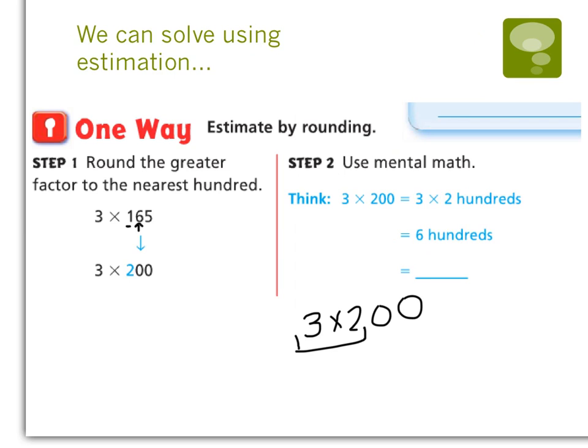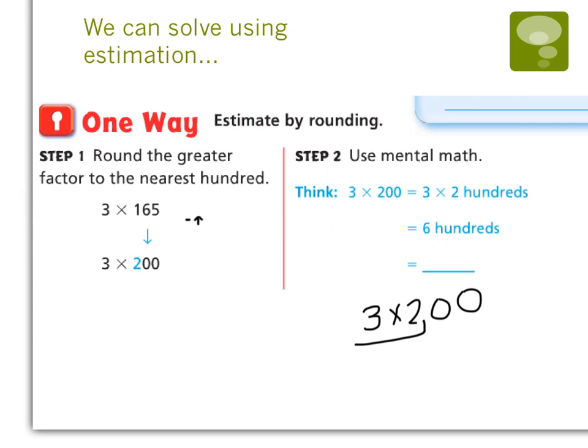So 3 times 200 is 6 hundreds, giving me my final answer of 600.